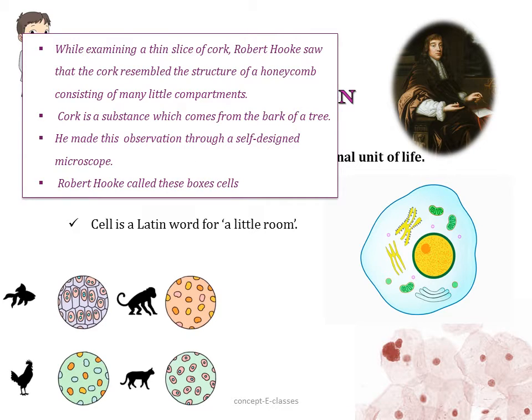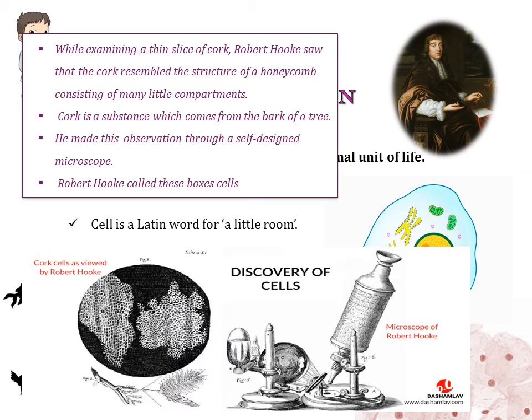While examining a thin slice of cork, Robert Hooke saw that the cork resembled the structure of a honeycomb consisting of many small compartments. Now, what is this cork? It is a substance which comes from the bark of a tree. He made this observation through a self-designed microscope. See, this is the microscope of Robert Hooke, and he named these small compartments or boxes as cells. Now, cell is the Latin word for a little room. So let's study more about cells in the following slides.